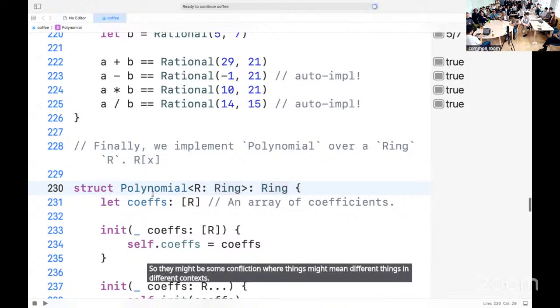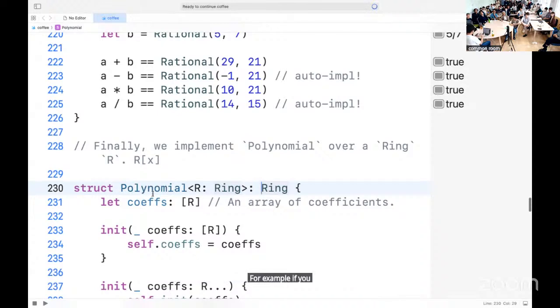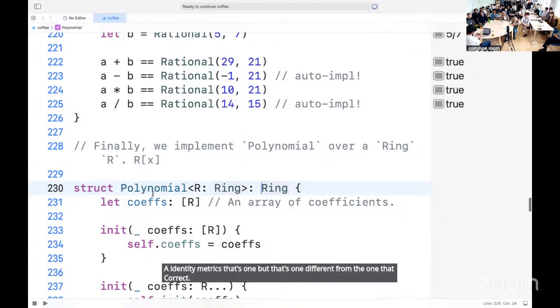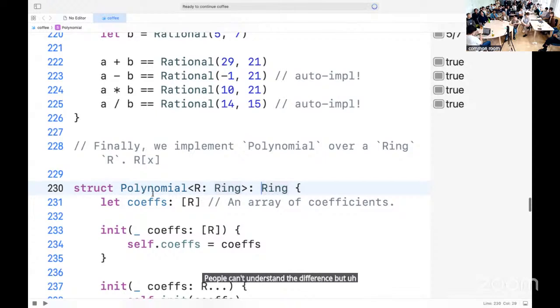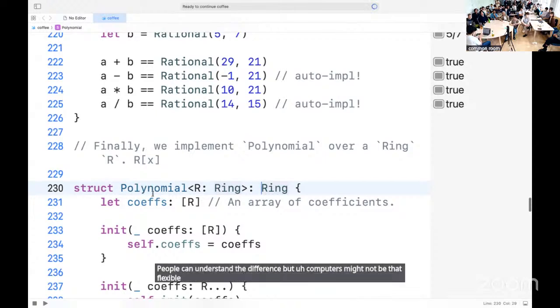For example, mathematicians might write an identity matrix, that's one, but that one is different from the one that's the right matrix. But people can understand those differences, but computers might not be that flexible. So that's the kind of difference. I see. Okay.